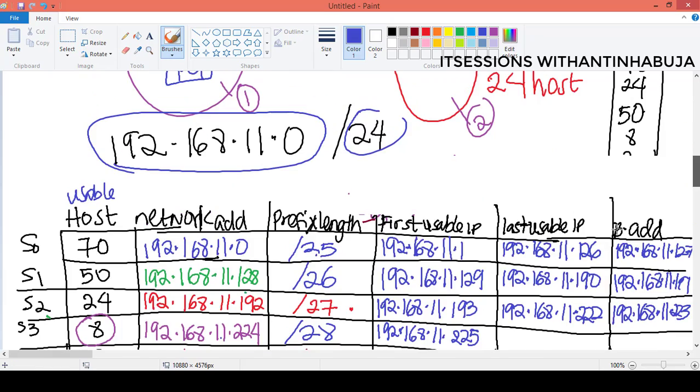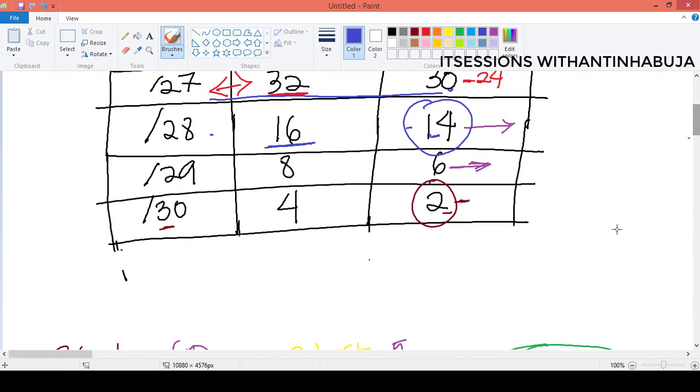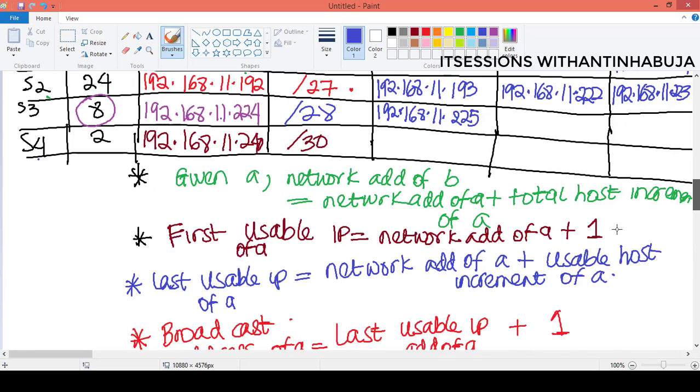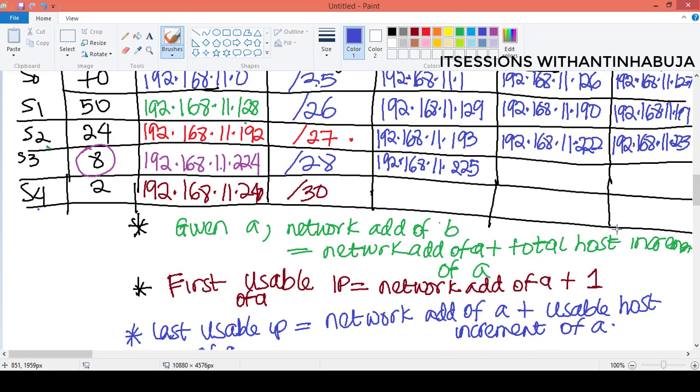So that's 192.168.11.224 plus 14, and that's 238. So 192.168.11.238. Our broadcast address will just be +1, and that's 192.168.11.239. Now for /30, our first usable IP address will just be +1, and that's 241.